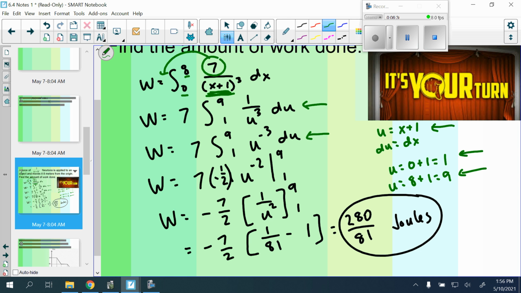Probably want to move that up to the numerator to integrate, so it'd be u to the negative 3. So when you find the antiderivative, we want to go up 1 with our power there, with our reciprocal in front. We still got that 7 there. So now we got negative 7/2. I moved that negative 2 back down to the denominator to make it 1 over u squared. So plugging in 9, we get 1 over 81. Plugging in 1, we get 1. And if you subtract and multiply, we end up with 280 over 81 joules.